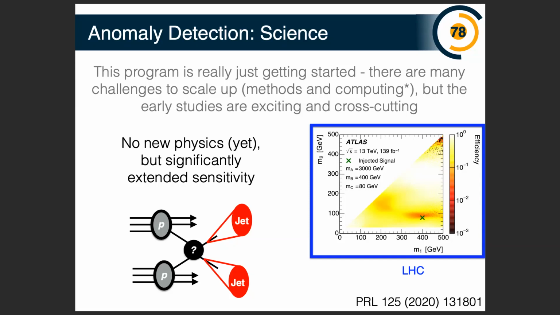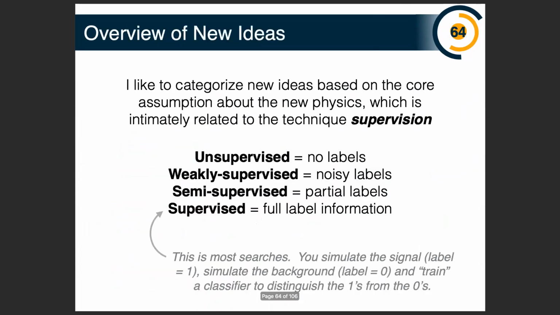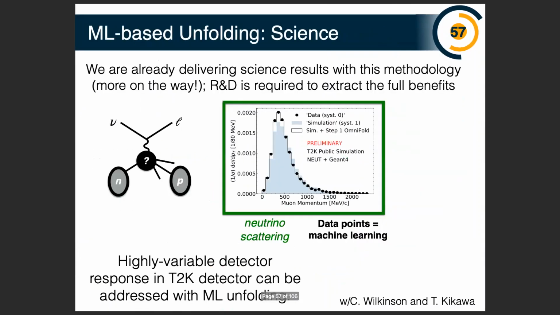Hi. Excellent talk. On slide 57, you show a distribution, I think it's from T2K. I find it very impressive that your algorithm matches the data better. You probably mentioned this, but why does the simulation do worse than the algorithm with the simulation?